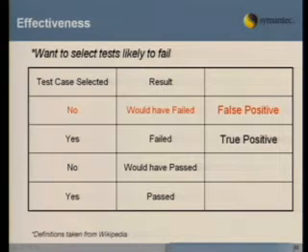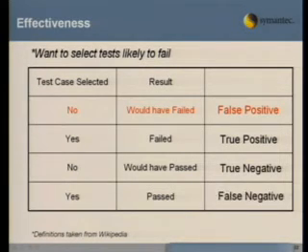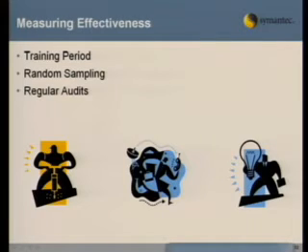Now in measuring effectiveness, there are a few different methods that we recommend. At first, certainly a training period, meaning you run all of your tests and compare the result to what your tool suggested. So if you run all of your tests and test cases 1, 2, and 3 failed, and your tool just fails to return tests 1, 2, and 3, that's bad. That's a false negative. Those are tests that should have been selected but weren't, for whatever reason. So you want to put it through a training period in order to track your false positive rate.